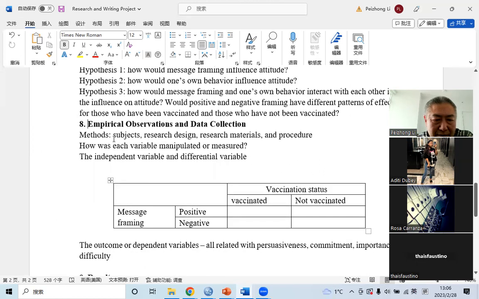Basically, this is methodology. You have to state the subjects. You explain the subjects. These are undergraduate students. I didn't measure their gender. Most of them are female, but there are a few males. Psychology majors, taking psychology courses, volunteering in the study.